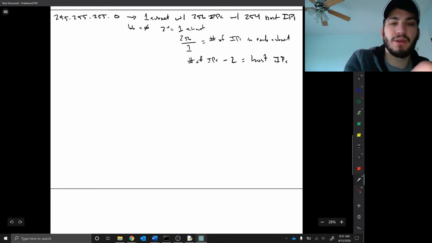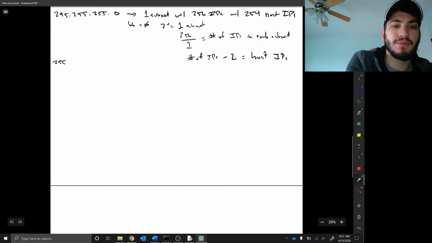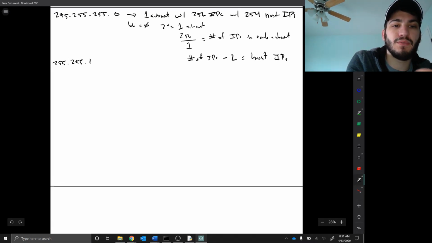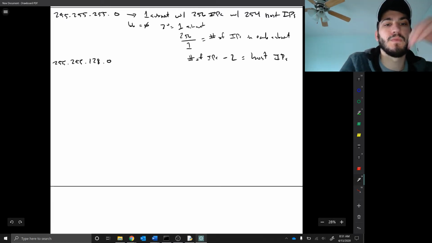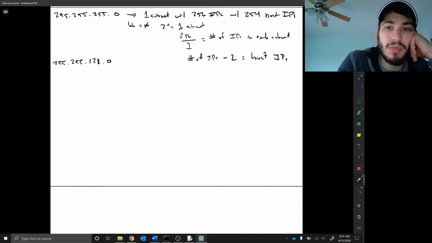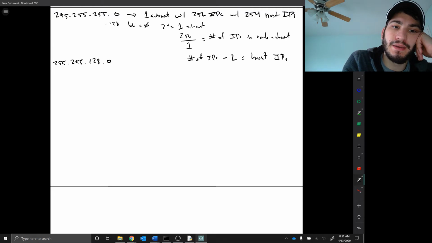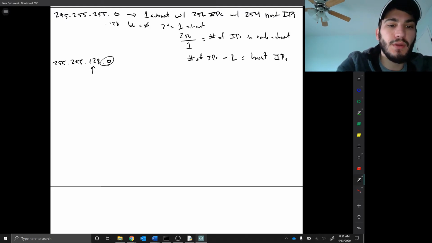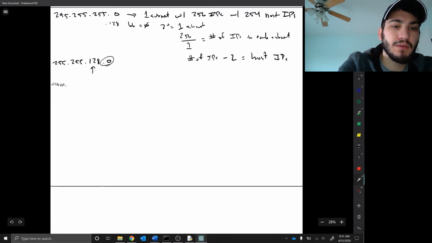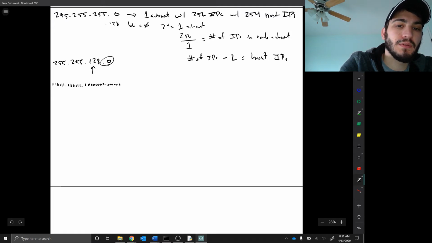Now what do we do when we have a subnet mask of 255.255.128.0? Well, it's essentially the exact same thing as if we had a .128 here, except we have to multiply by 256 because of this right here, but I'll walk through that in a minute. So 128, 1, 2, 3, 4, 5, 6, 7, 8, 1, 2, 3, 4, 5, 6, 7, 8, 1, 2, 3, 4, 5, 6, 7, 8, 1, 2, 3, 4, 5, 6, 7, 8.